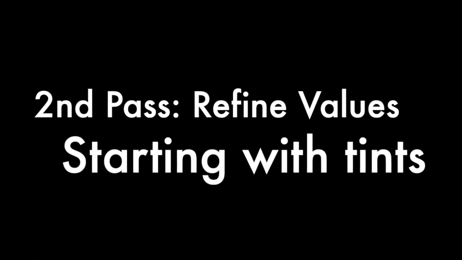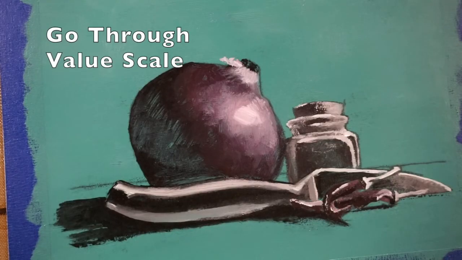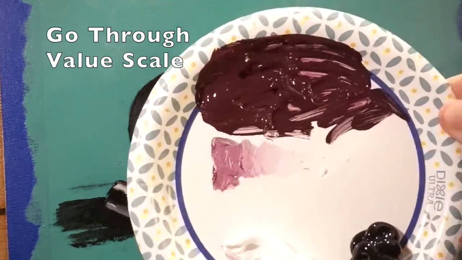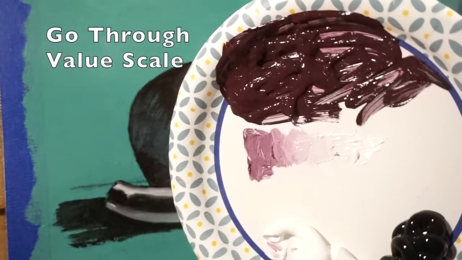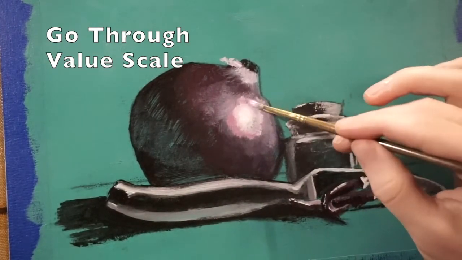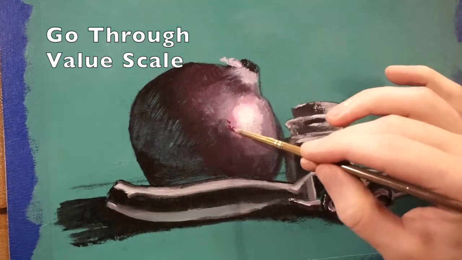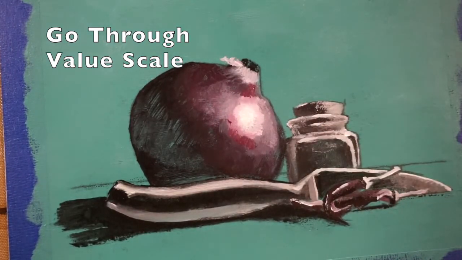After my block in, I'm going to start with the second pass of refining my values. I'm specifically working with tints right now. I'm going from white to that main color, and I want to do that to try to stay organized. I don't want to jump back and forth between different planes, go from light areas to shadows. Doing this will help me stay organized, and it will give me a lot more control over my values, and that's obviously going to be helpful.